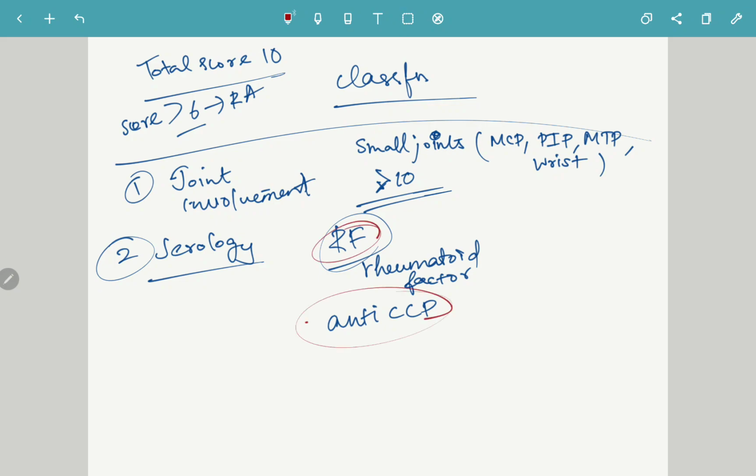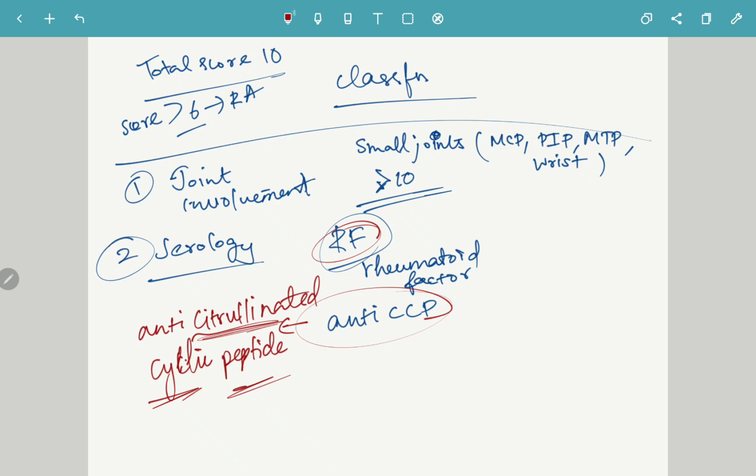Anti-CCP antibodies stands for anti-citrullinated cyclic peptide antibodies. Anti-citrullinated cyclic peptide antibodies is nothing but anti-CCP. In rheumatoid arthritis, the rheumatoid factor and anti-CCP antibodies are very, very important factors for diagnosis of rheumatoid arthritis. So they'll have a score of around 3.